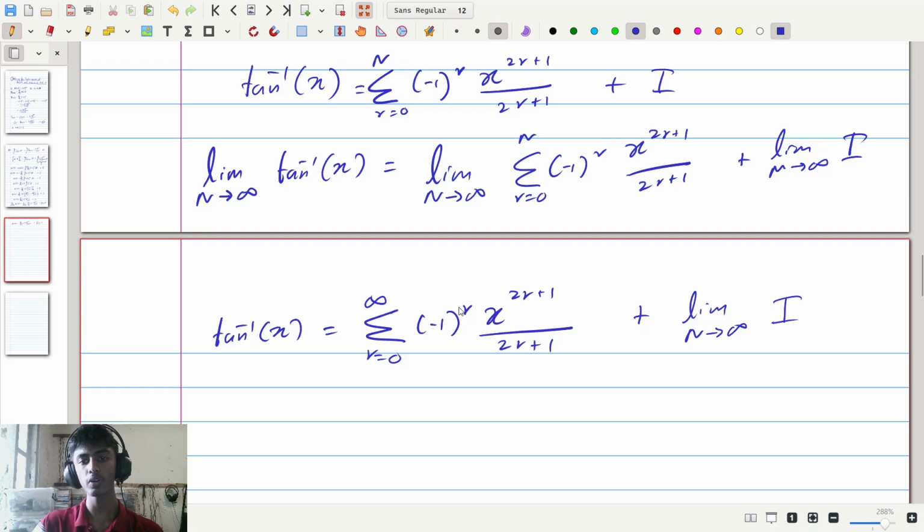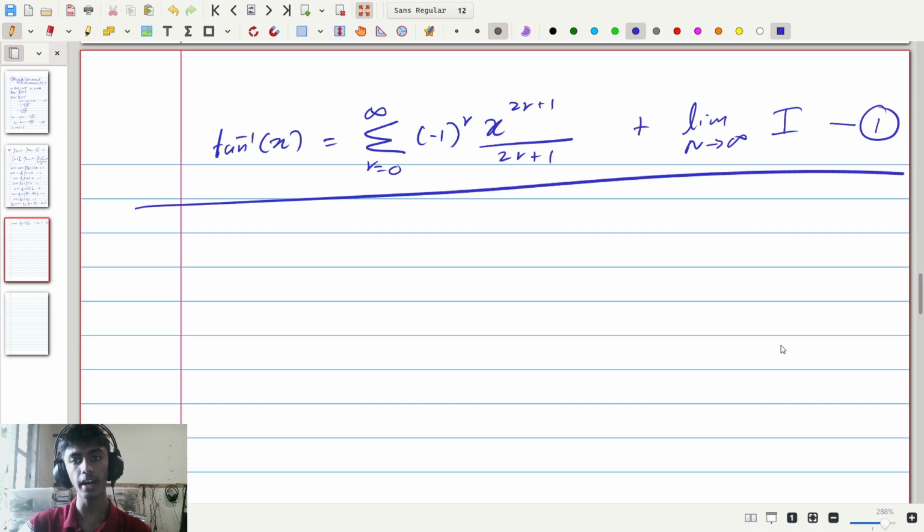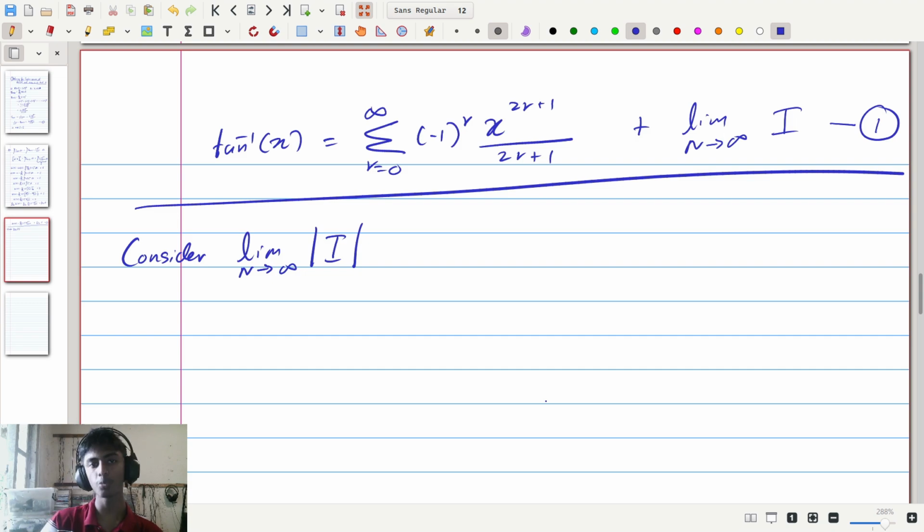Now what we're going to do is take this thing separately, consider what it's equal to, and replace it back into here. So I'm going to label this equation number 1 and consider I separately. We're going to consider the limit as n approaches infinity, and instead of just I, we're going to consider the absolute value of I. The reason I'm doing this is to make things easier. However, we can do it with just I as it is, but I would like to do it with the absolute value of I because it gives us something nice.